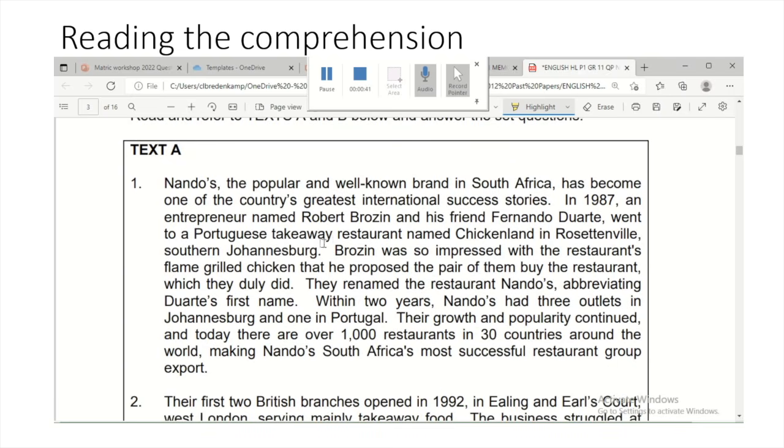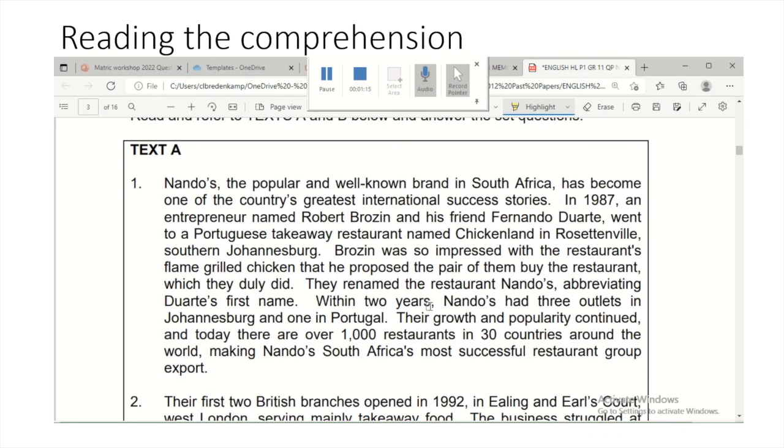Nando's, the popular and well-known brand in South Africa, has become one of the country's greatest international success stories. In 1987, an entrepreneur named Robert Broysen and his friend Fernando Durarte went to a Portuguese takeaway restaurant named Chickenland in Rossendale, southern Johannesburg. Broysen was so impressed with the restaurant's flame grilled chicken that he proposed the pair of them buy the restaurant, which they duly did. They renamed the restaurant Nando's, abbreviating Durate's first name.